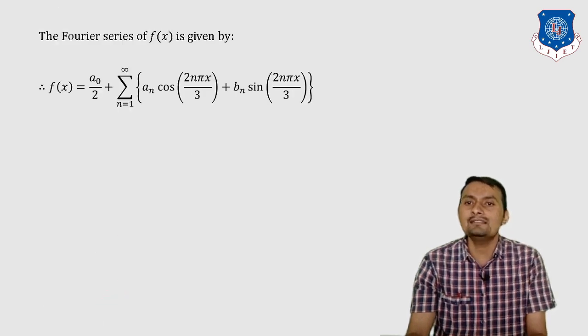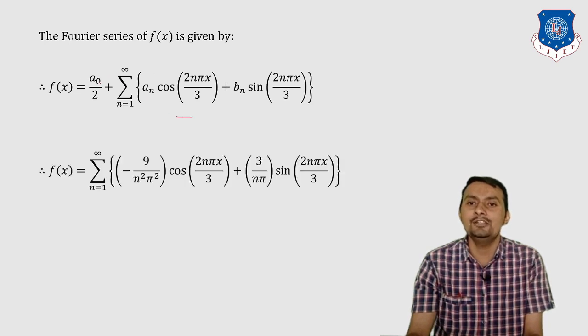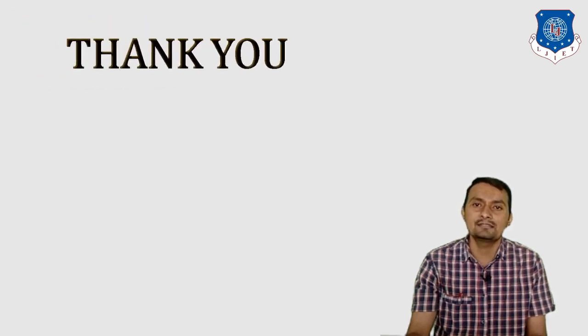So therefore the Fourier series can be represented. This is our standard formula. Now we just need to replace a0, an and bn. Initially we have assumed that a0 is equal to 0, that we have derived. And an is minus 9 divided by n square pi square, bn is equal to 3 divided by n pi. This is our final answer.